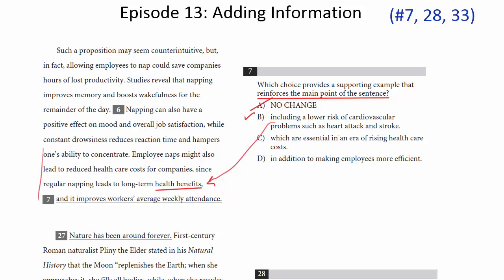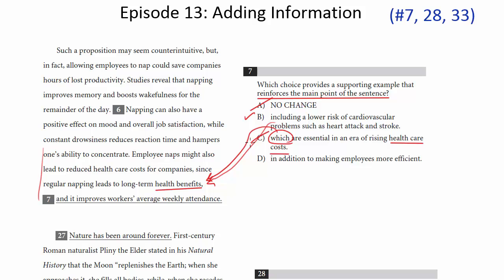How about C? Which are essential in an era of rising healthcare costs. So notice, yes, they do mention healthcare costs, but a couple things. Number one, this "which" is referring back to the long-term health benefits. So it's saying that these long-term health benefits are essential in an era of rising healthcare costs, which I suppose makes a kind of sense. But overall, this piece is just not reinforcing the main point of the sentence as well as B is, to focus on the specific health benefits and how this might eventually lead to lower healthcare costs. So even though C mentions healthcare costs, it's not as specific as something like choice B. So far we prefer B.